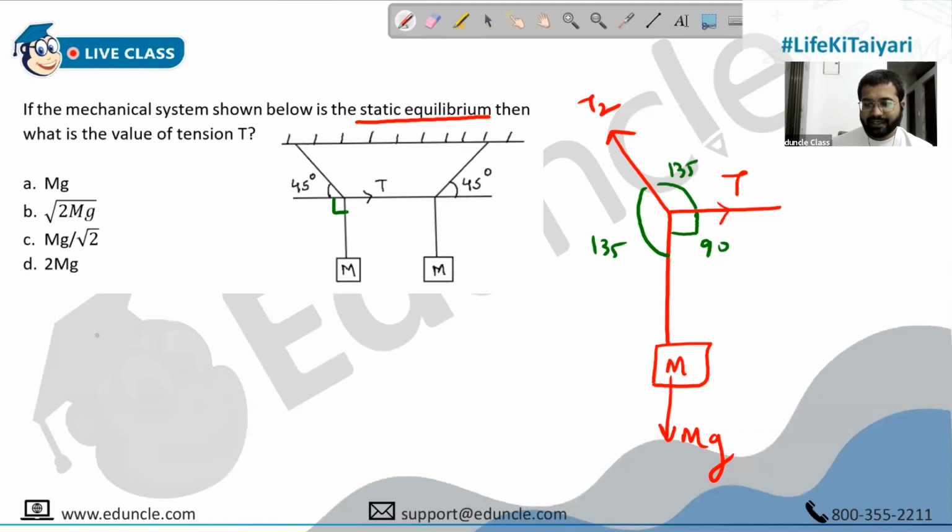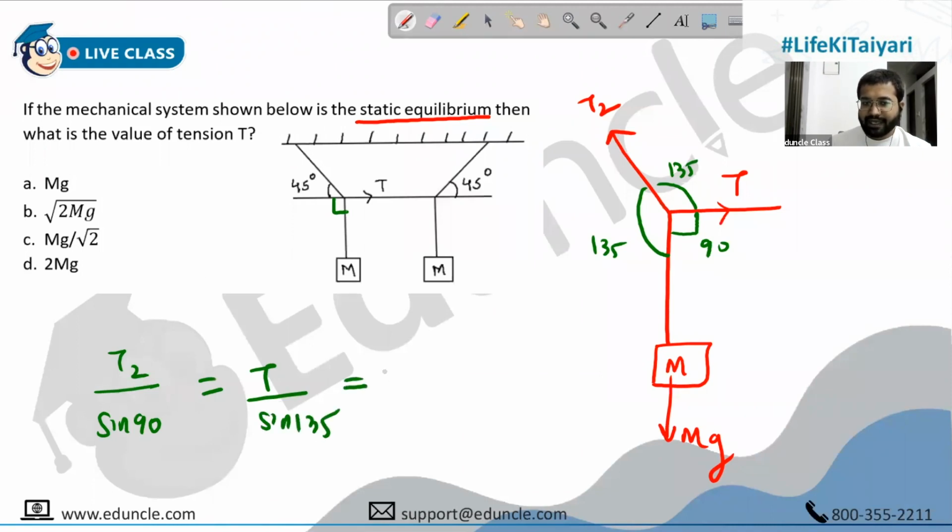So how do we say? It's basically the force T2 upon sine of the angle in front of it. What is the angle in front of it? 90. Please tell me if you want me to explain any part of this. I'm assuming you remember this. So T2 upon sine 90. Similarly, T upon the angle in front of T. What is the angle in front of T, people? 135. So T upon sine 135.